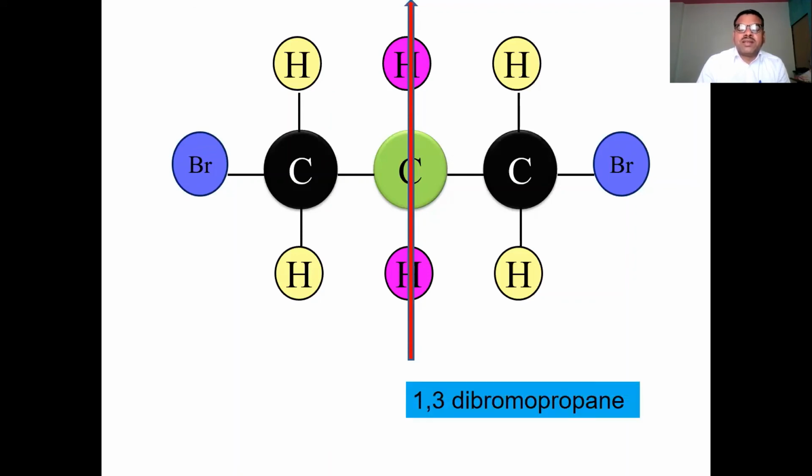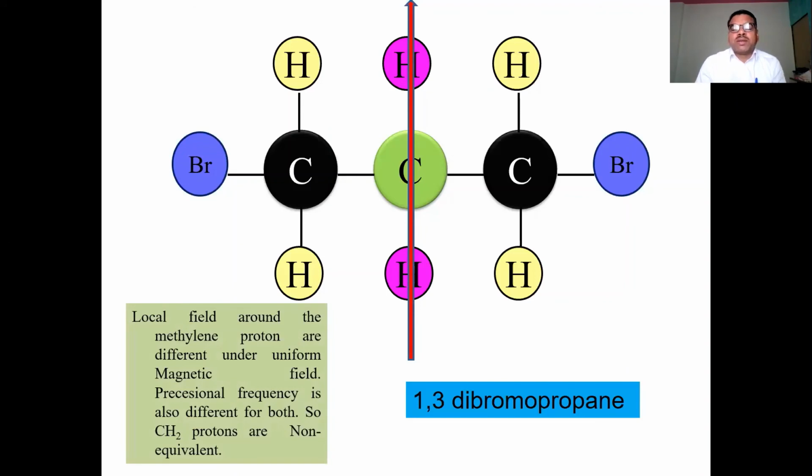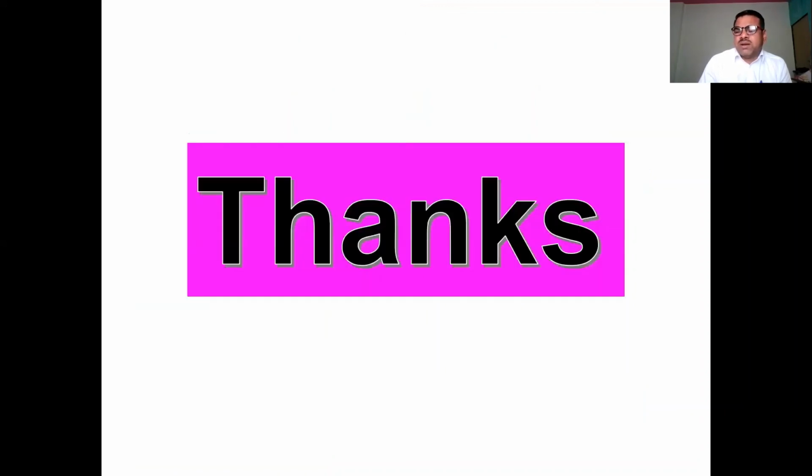So definitely in case of 1,3-dibromopropane, you will get two different types of protons, and in this case the local field around the methylene protons is different under the uniform magnetic field, and the precessional frequency is also different for both. So CH2 protons are non-equivalent. Look at this, you can observe this very well in this case. And with this, we have finished this.